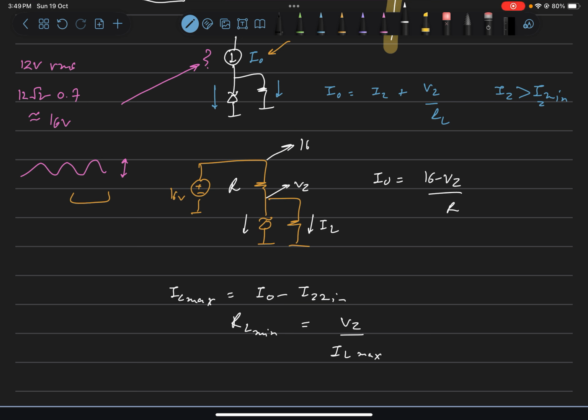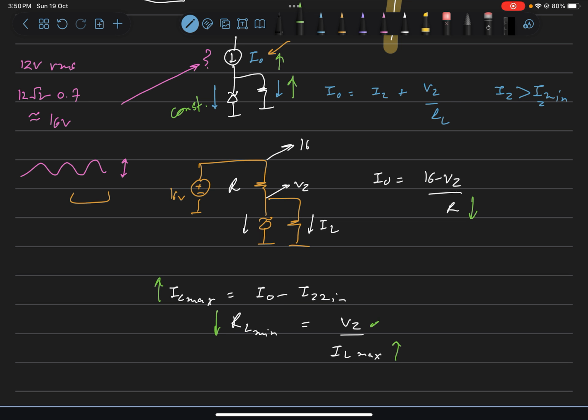Now the next thing is, how do we increase the driving capacity? That is, how do we increase IL max and how do we reduce RL minimum? The only thing is, you reduce the value of R. On reducing the value of R, I naught increases, and when I naught increases, IZ minimum remains constant, so IL can go up. So you can have a higher value of IL maximum, and since IZ minimum is constant, you can have lower values of RL minimum. So you can drive lower resistances.